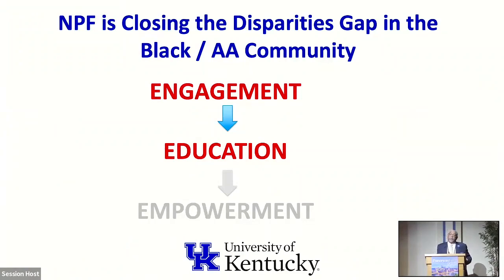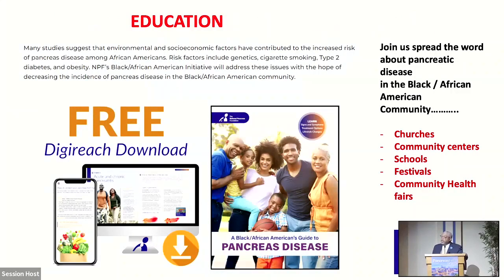The second component is education. How do we go about educating the community? This is the DigiReach download from the NPF. This has been vetted. They have had thousands of views of this. This goes through acute pancreatitis, chronic pancreatitis, pancreas cancer at a level that people can understand. It's not for physicians. It's for people in the lay community to understand pancreatic disease. It's very, very well written. It's been vetted by a lot of people. I was honored to be part of that committee along with Jamal and Dana Anderson and others.